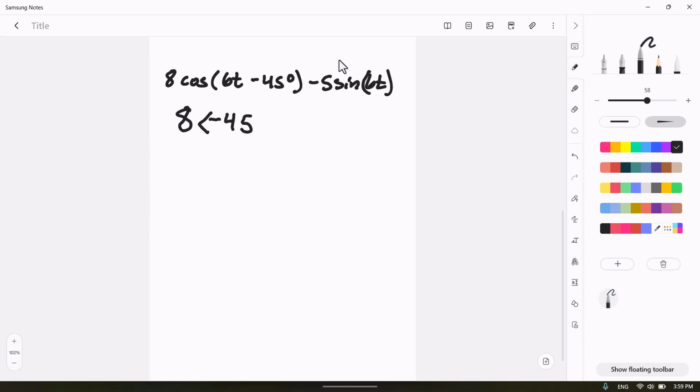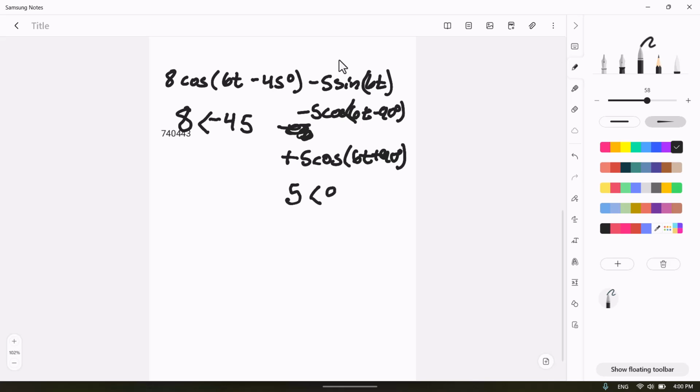And this one would be minus 5 cosine 6t minus 90 degrees. Well, but then I need to add 180 to make it positive on the outside. So plus 5 cosine 6t plus 90 degrees. And then that makes this 5 angle 90 degrees.